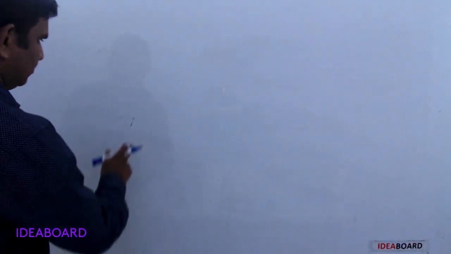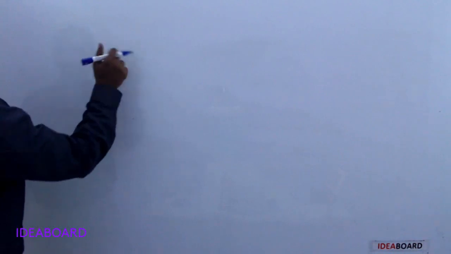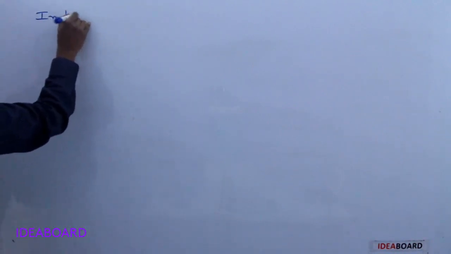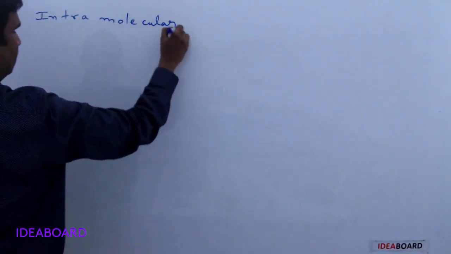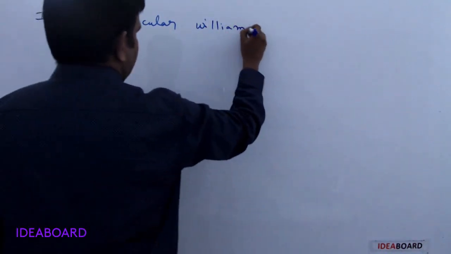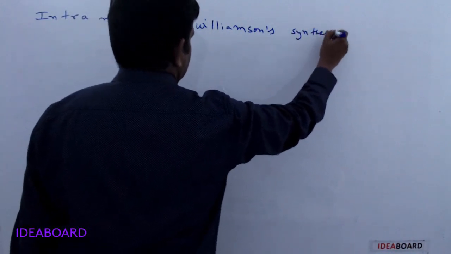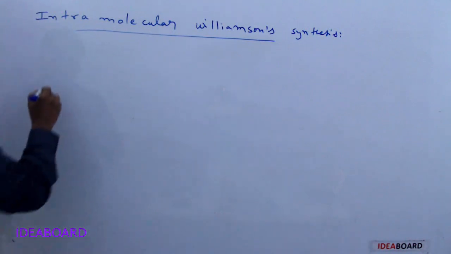Hi students. Today I want to explain the remaining properties and remaining preparation methods of ethers. Here in the preparation methods of ethers, the further method is intramolecular Williamson synthesis. Intramolecular Williamson synthesis means the Williamson synthesis within the molecule.